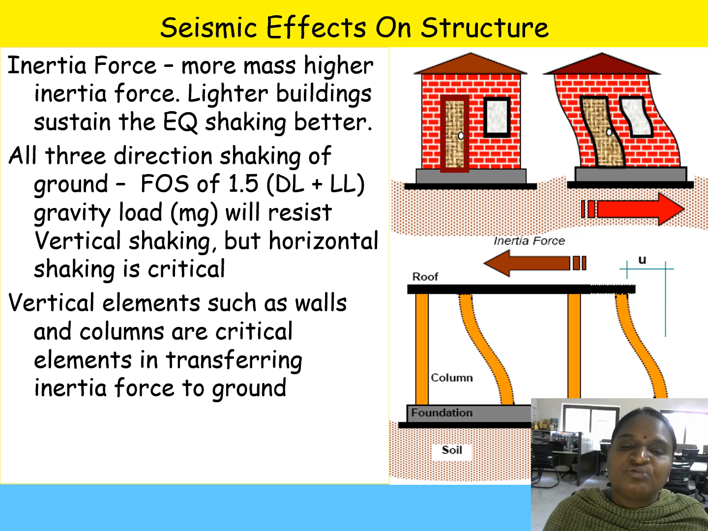And this is the seismic effect on the structure. With more mass there is a higher inertia force, so lighter buildings sustain earthquake shaking better. But we also have to consider the earthquake in all 3 directions. For the factor of safety, we have taken 1.5 times the dead load plus live load. It will resist vertical shaking, but horizontal shaking will be different. That is critical. So all these vertical elements such as walls and columns are the critical elements. They transfer the inertia force to the ground.